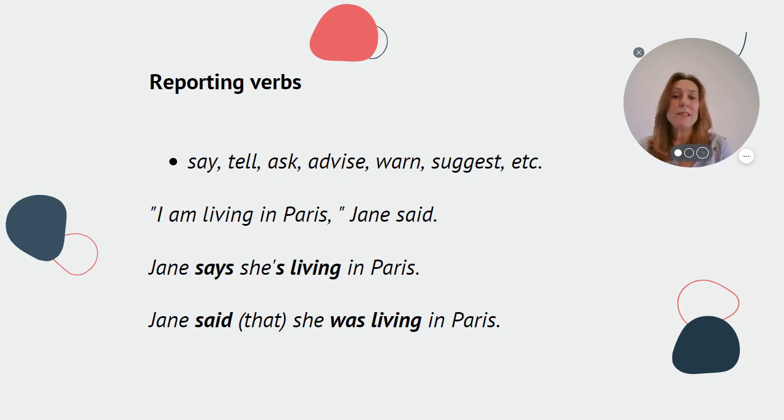Let's take this sentence. "I am living in Paris," Jane said. Again, we can report it in this way. Jane says she's living in Paris because she's living in Paris now. Or, depending on the situation, we may say Jane said she was living in Paris.